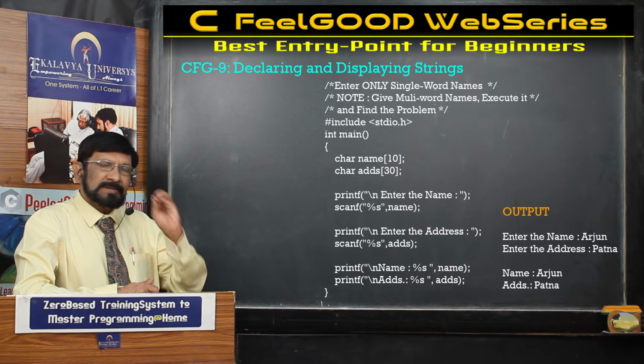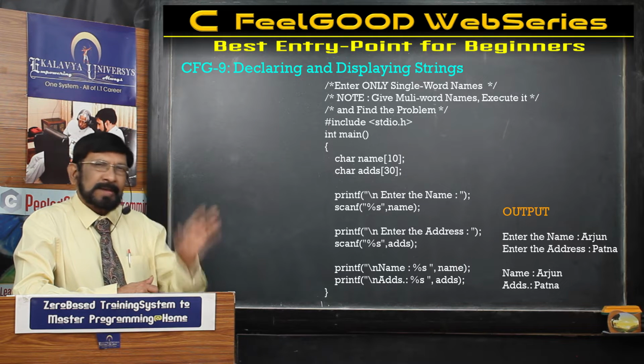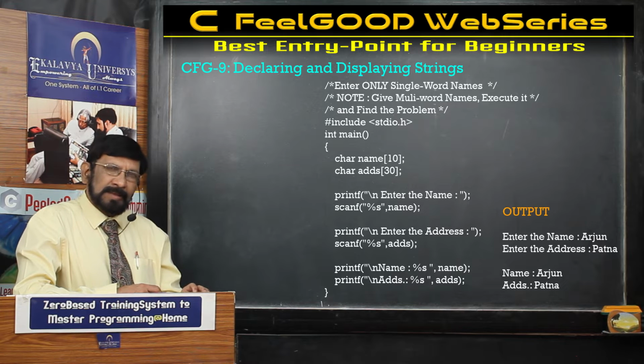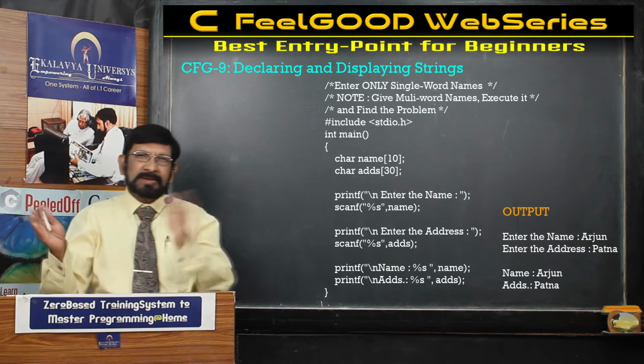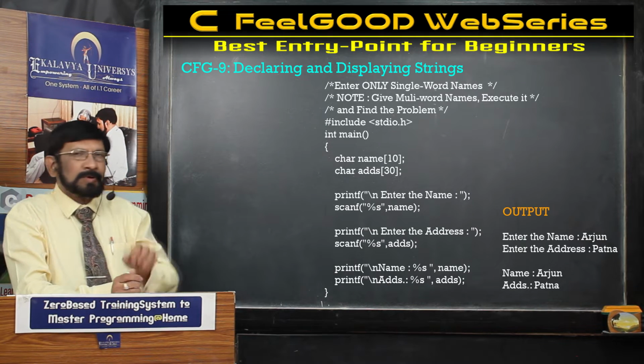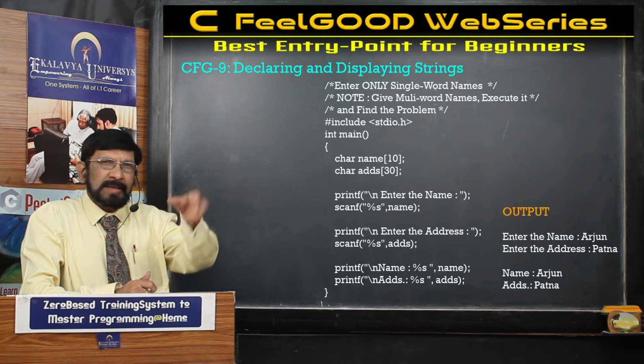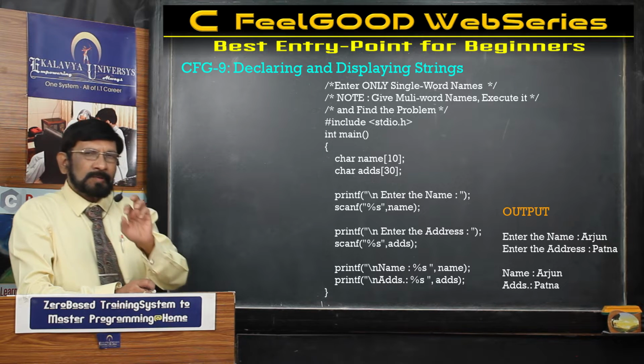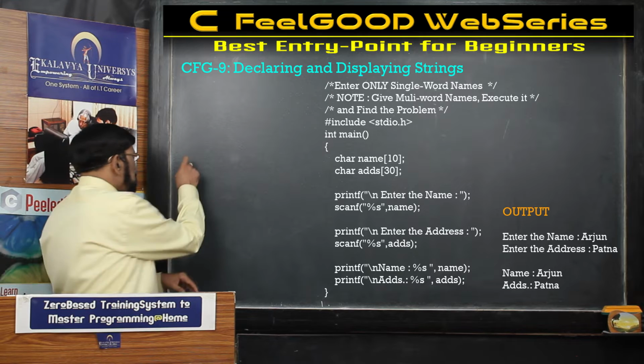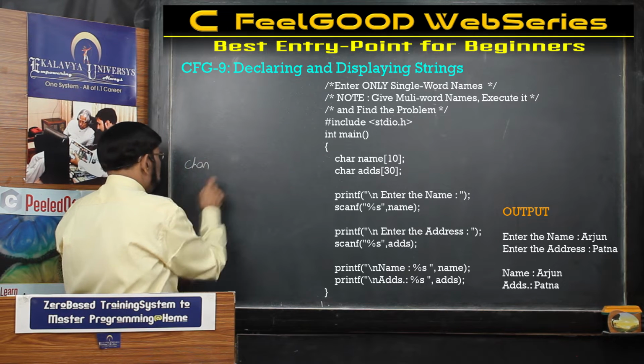But C does not provide a string type, no special type for string. Actually, C views a string as a collection of characters. So you have to declare it as a collection of characters. Now, how to declare a string? First, I show you. Here, the type is char only.